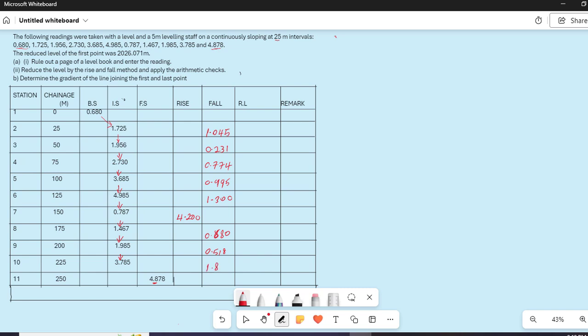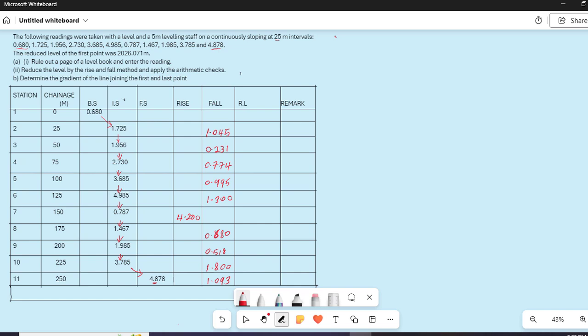Then the last reading is 3.785, you deduct 4.878, and this one is giving me a negative of 1.093. So with this I have the data for the rise and also the data for the fall.